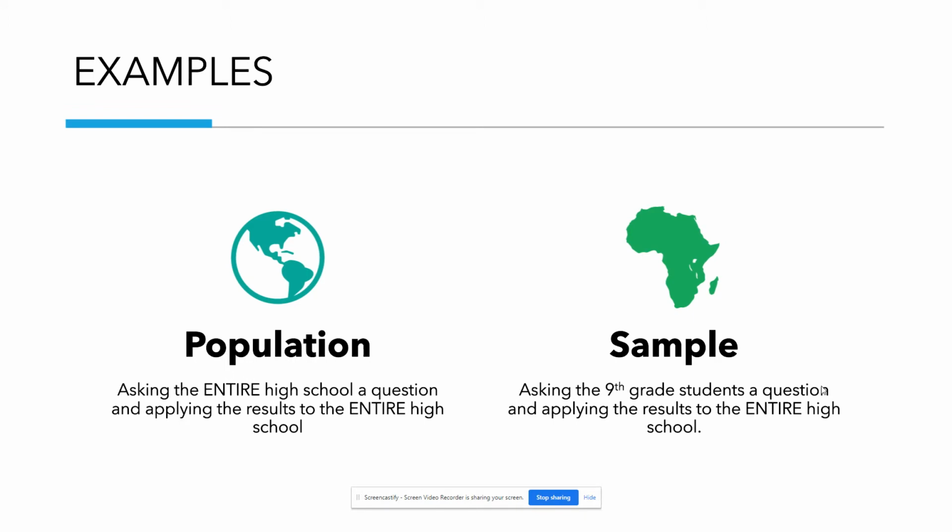And if you're looking at my icon, I just said the words to you, but if you look at the icon, look how it says population, there's the world. And then the sample, I've got just the continent of Africa. So that's another way of looking at population and sample. Population is your entire world, and then your sample is if I were to just look at the continent of Africa.